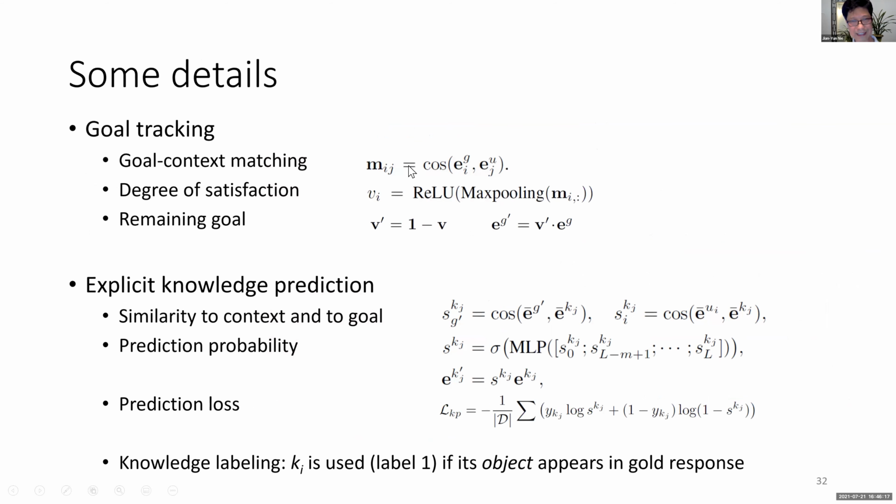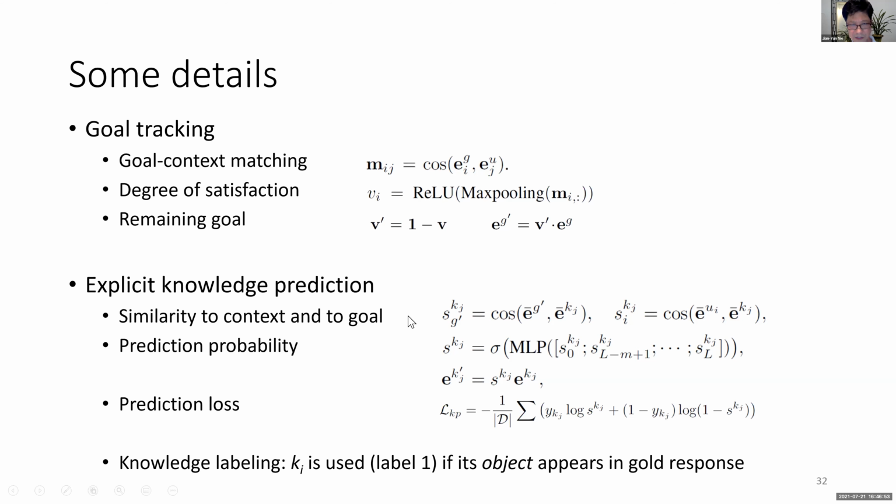Now, some details. First, I have to talk about goal tracking. That is, we have some goal and the context matching to determine what part of the goal has been matched, has been satisfied. This is done by a matrix M. Then we can say some part of the goal has been satisfied to this degree, and what's missing is the complement of this satisfaction vector. We will construct a vector to represent the remaining goal here, and that will be used to guide our selection of knowledge.